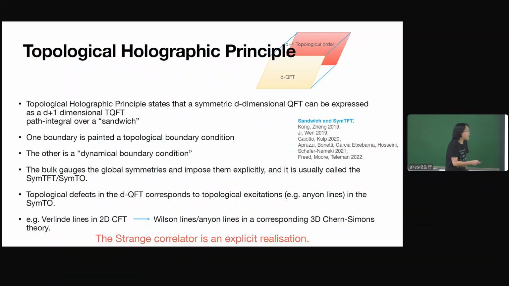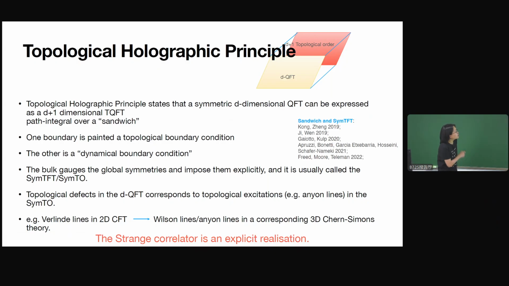So what I'm talking about here is just some basic principle. But then in the rest of my talk, I'm going to talk about precise lattice models. And that lattice model is a realization of this sandwich picture. And this realization is the so-called strange correlator that was initiated by observations in the condensed matter literature.